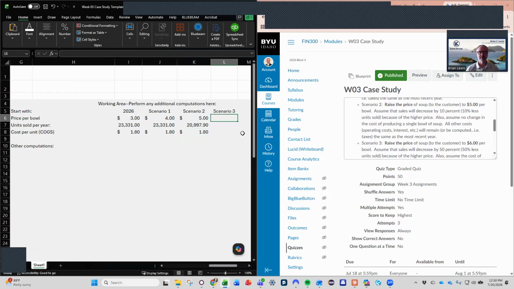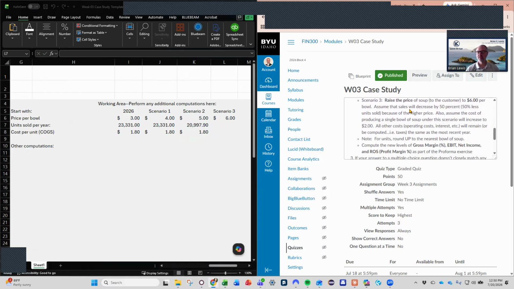Now, in the last scenario, your price goes to 6, right? Raise the price to 6, assumes that sales will decrease by 50%. So same formula, take that one times 1 minus 50%, okay? And assume the cost of producing a bowl will increase to $2. So now that is our change, okay?